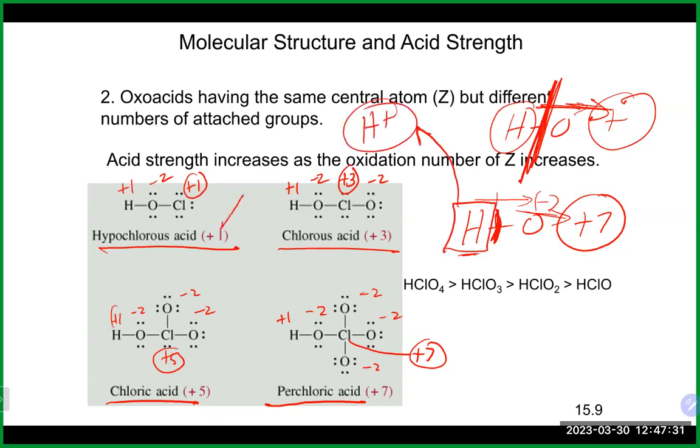In comparison to this one, where instead of a +7 in the middle, you only have a +1 charge. So it's not going to be as big of a pull, bringing them even closer to the center. And then it would be a weaker acid in comparison to the first one. Other questions?